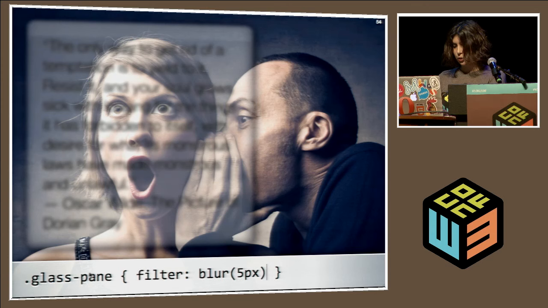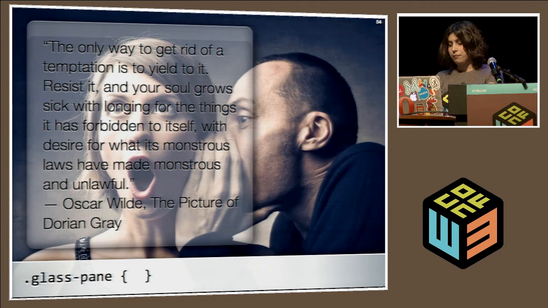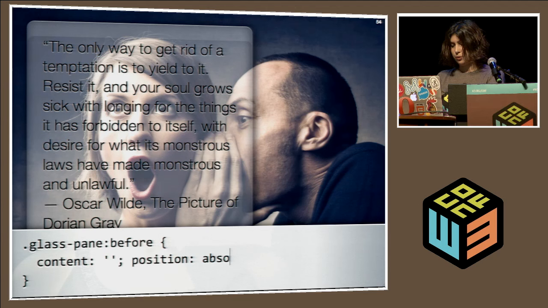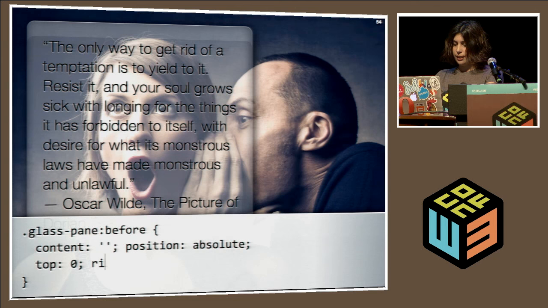It's a little bit hacky. Let's use a before pseudo element. We specify a content of the empty string. Position absolute. Glasspane already has position relative. It's just not displayed in this code area. Let's give top, right, bottom, and left an offset of 0 so that it occupies the entire element.